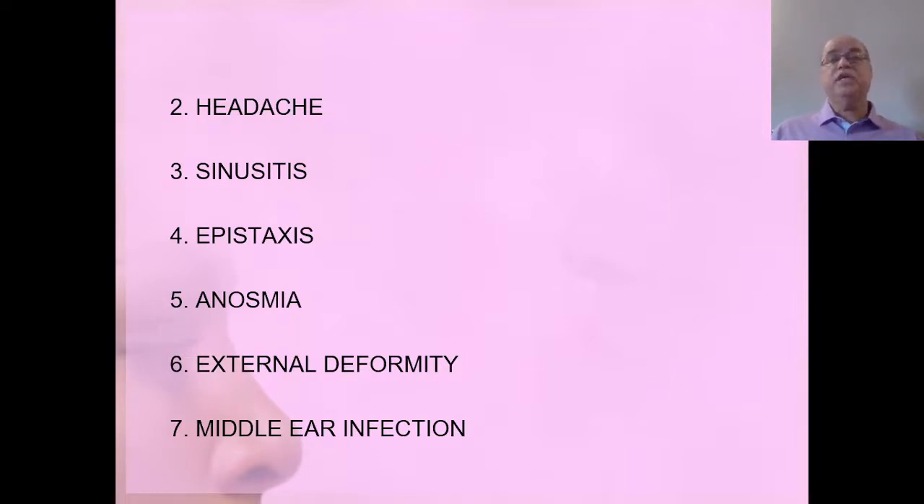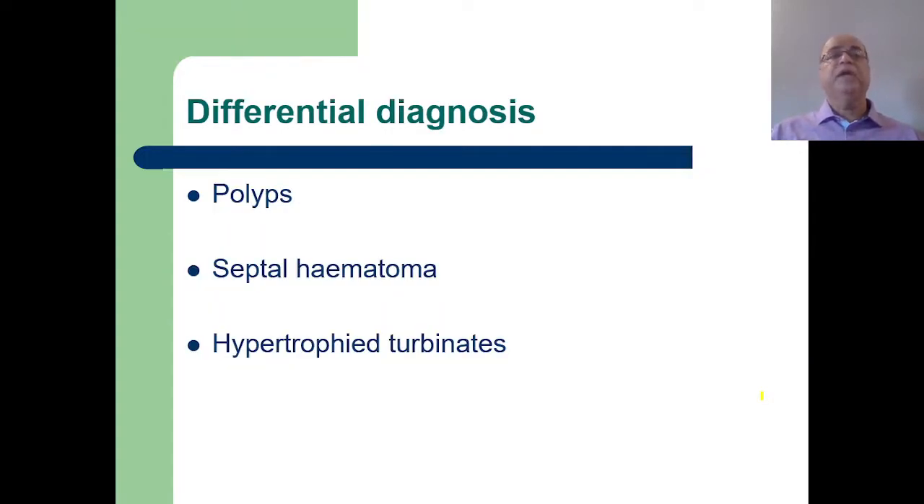So in addition to nasal obstruction, which can be unilateral or bilateral, there can be headache, sinusitis we just talked about, then nasal bleeding. Due to nasal obstruction, if there is acute deflection of the nasal septum, the air could not be conveyed to the olfactory area, so that there can be problem with the smell, olfaction. There can be anosmia or hyposmia. External deformity or middle ear problems can also be there. In the differential diagnosis, we have to think about the polyps, septal hematoma, and hypertrophic turbinates.